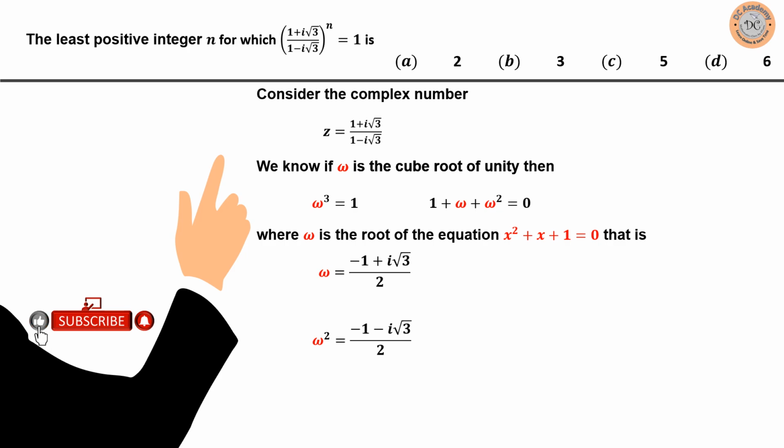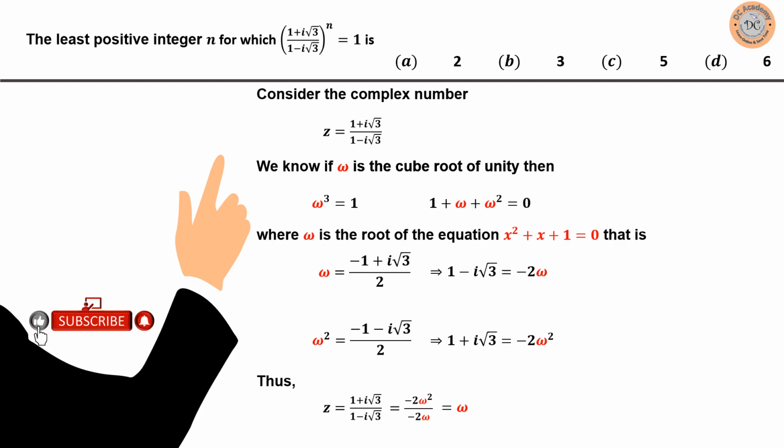Now, if I multiply it by 2 and rewrite, we can easily find out 1 minus i root 3 is minus 2 omega and 1 plus i root 3 is minus 2 omega squared. So see that our denominator and numerator in the complex number z we already obtained in terms of omega. Therefore, our z is equal to minus 2 omega squared divided by minus 2 omega. The 2 gets cancelled, the minus gets cancelled, and one omega gets cancelled. So basically, our complex number z is omega.